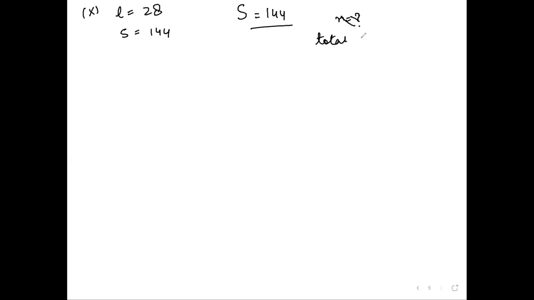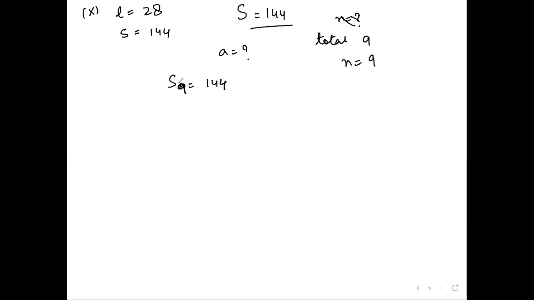So how much is your n then? n means 9. n is equal to 9. And find a. So a you have to find. What will you use here? Now sum is 144 and total terms are 9. So that means your Sn is equal to 144. S9 is equal to 144, isn't it?